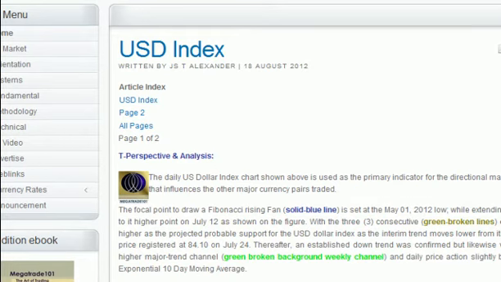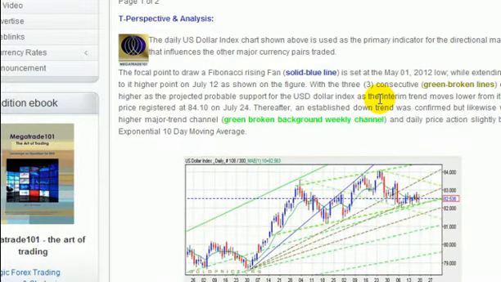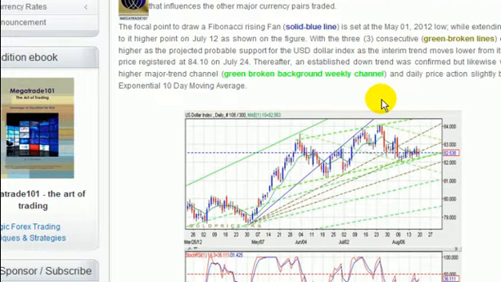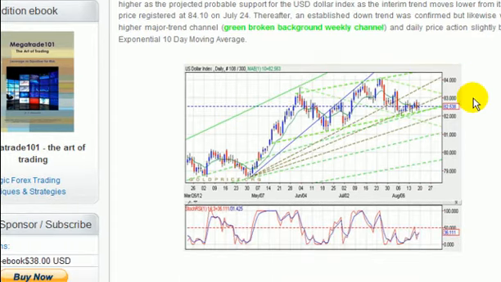Likewise, this video supports our MarketView report on the US dollar index dated August 18, 2012, where we have identified the technical perspective and analysis of the US dollar index on a daily basis, where we have applied several technical tools prior to a consolidated move of the dollar for the past few days, as indicated here on the daily candlestick formation, prior to the move that it has made today.